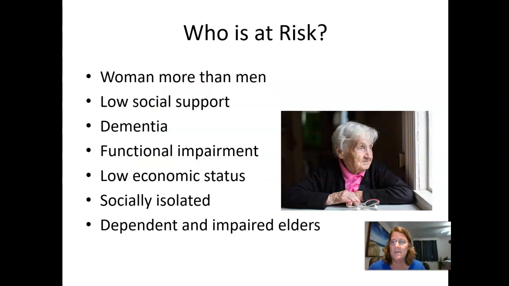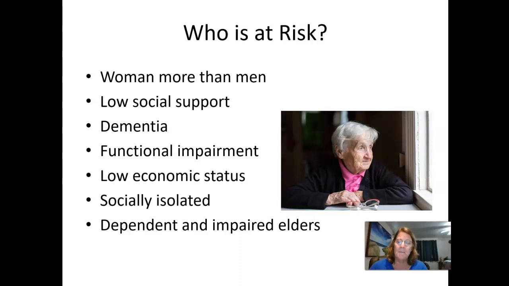So who is at risk? Well, women more than men. Women tend to be a little bit more fragile than men are. Generally they're physically less strong than a male is anyway, and so generally we see women being abused more than men. People with low social support, people that don't have family checking on them and friends coming by to check on them, those people are going to be more at risk.